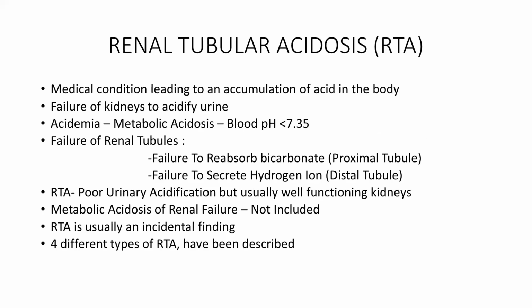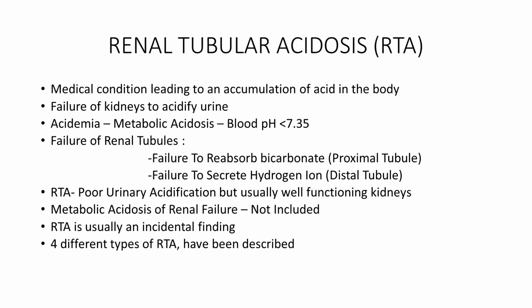Now, renal tubular acidosis is a medical condition leading to accumulation of acid in the body, as the term signifies, acidosis. The main reason is failure of the kidney to acidify urine. One of the important functions of the kidney is the pH balance, and that is maintained by producing acidic urine. This leads to metabolic acidosis with a blood pH of less than 7.3.